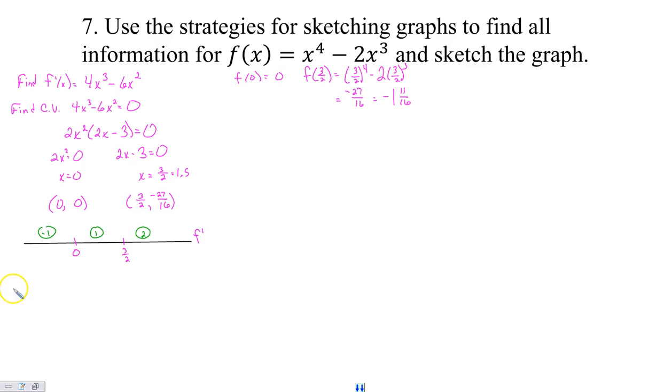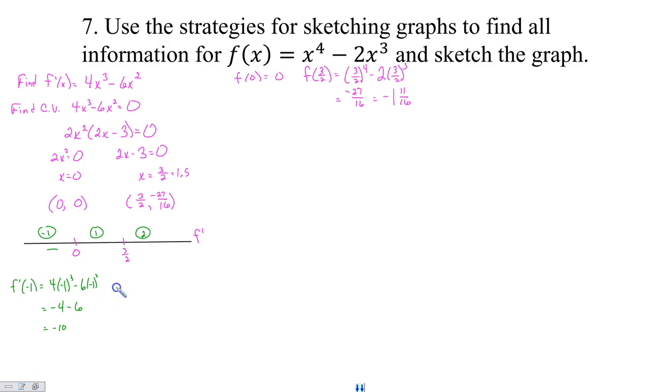And then we're going to evaluate each of these in the first derivative. So the first derivative at -1, you can use whichever version you prefer. In this case, we'll go back here and use this. So 4 times -1 to the third power minus 6 times -1 squared. This is going to give me -4 minus 6 because -1 squared is positive 1, and this is going to be -10. So we know that it's going to be decreasing on the interval from -infinity to 0. That's what this tells me.